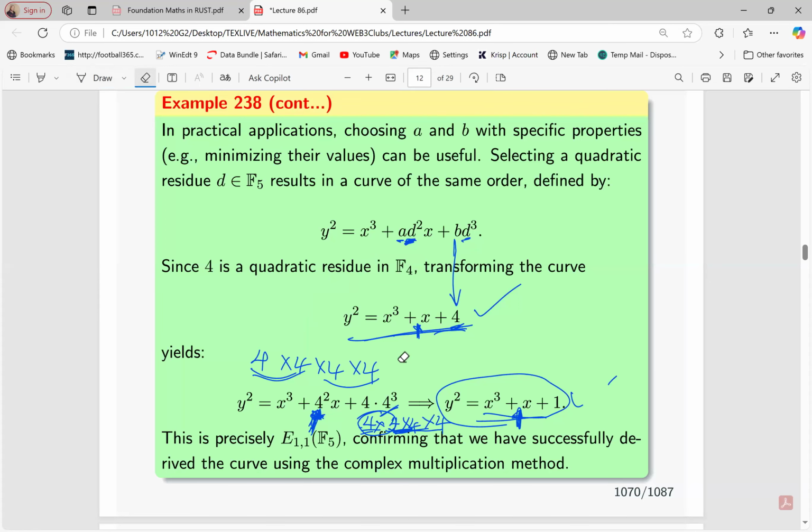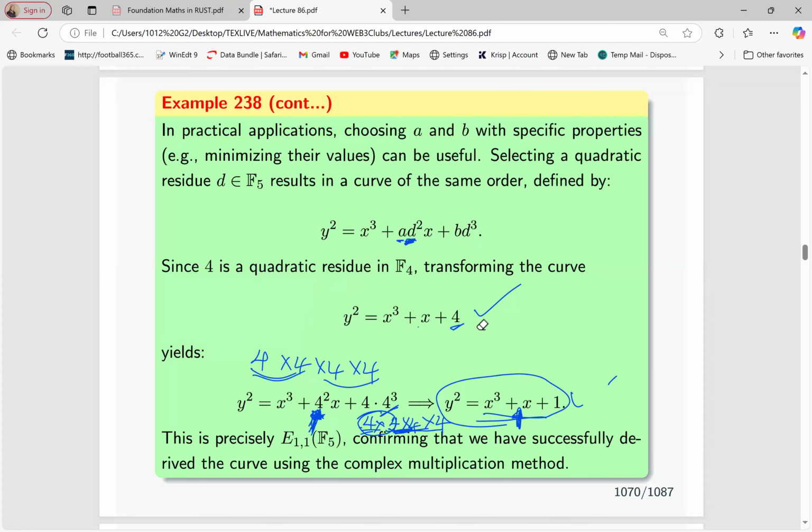So what we did here was just isomorphism. We call it isomorphism when we are mapping a curve to another curve, and the formula for D was given.